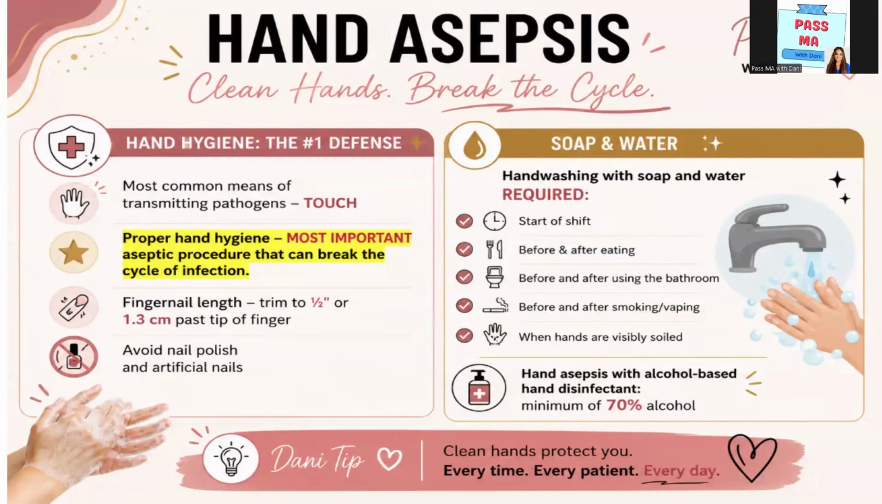So we're going to get into one of the most important parts of infection control: hand asepsis, or we also call this hand hygiene. Now, this is hands down the number one way infectious agents are spread in healthcare. It's through touch. So this means that everything you touch can either spread infection or can actually stop it. So when you see on the slide that proper hand hygiene is the most important aseptic procedure, I need you guys to really lock in. If you break the chain anywhere, this is the easiest place to do it.